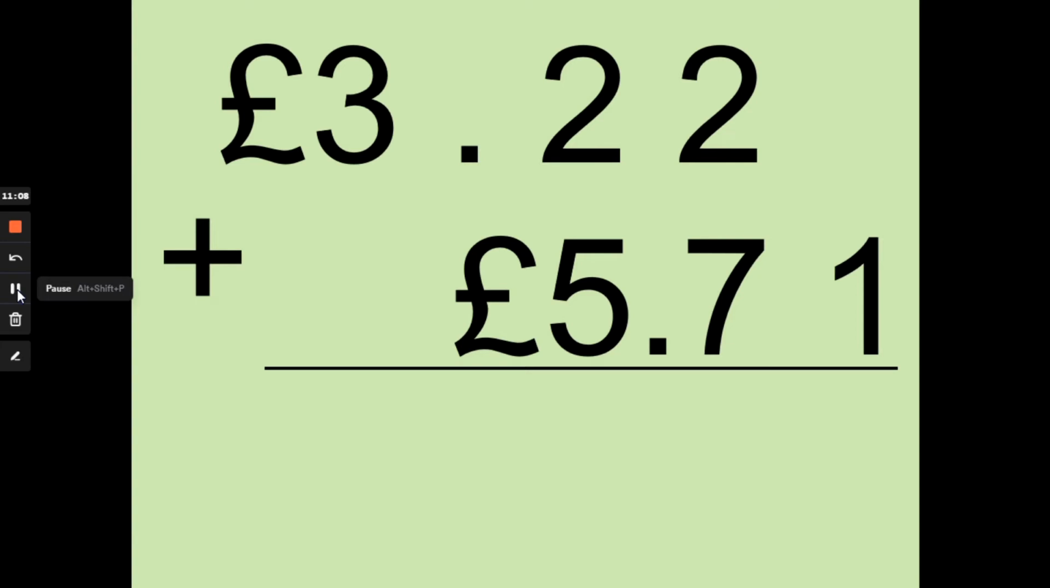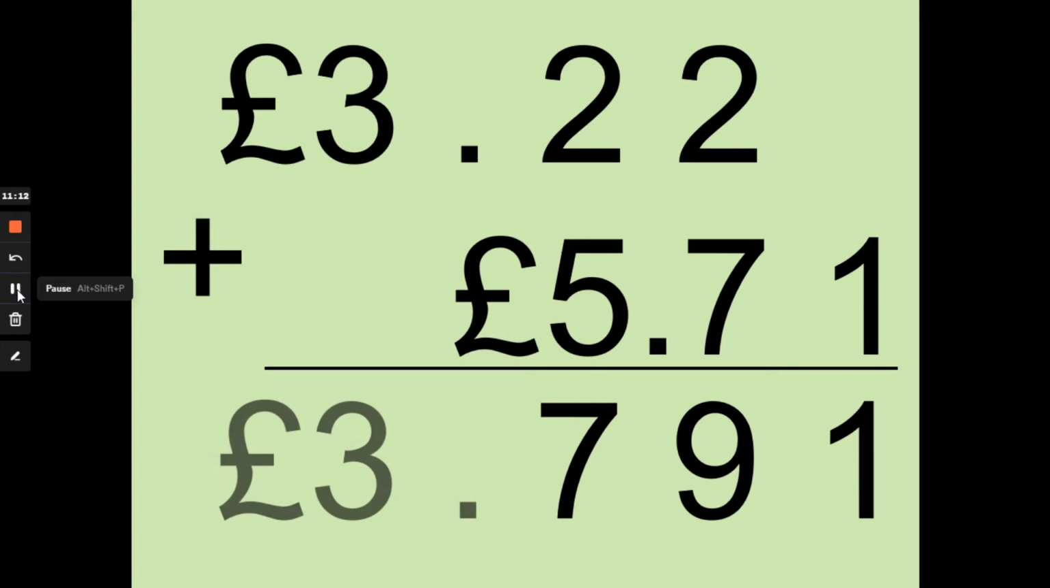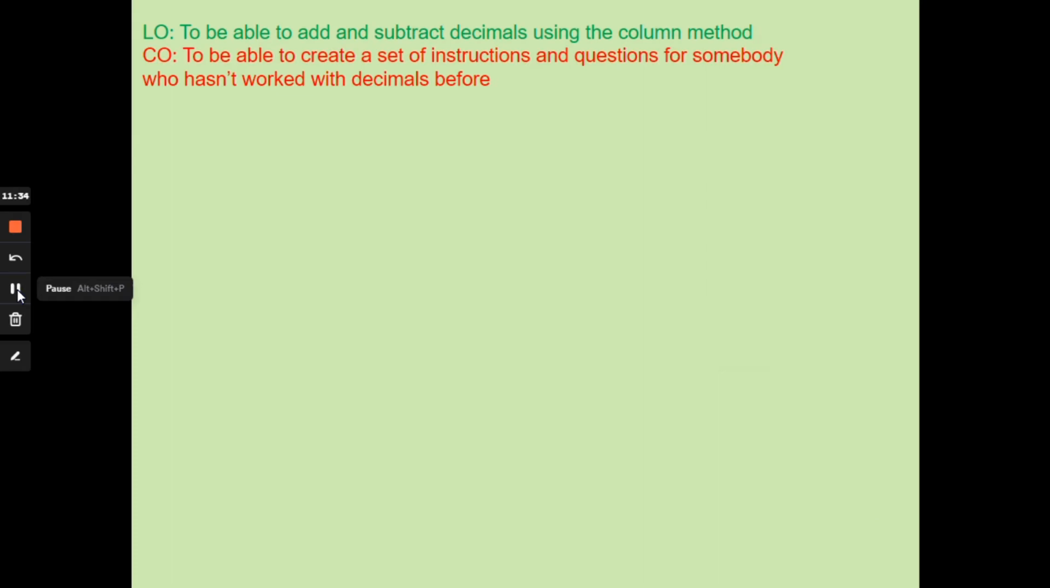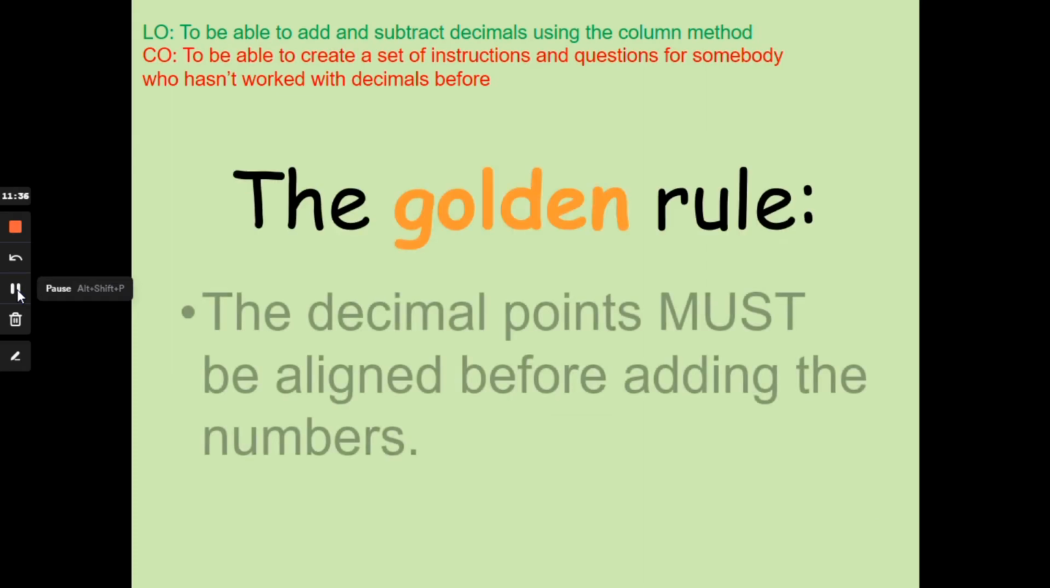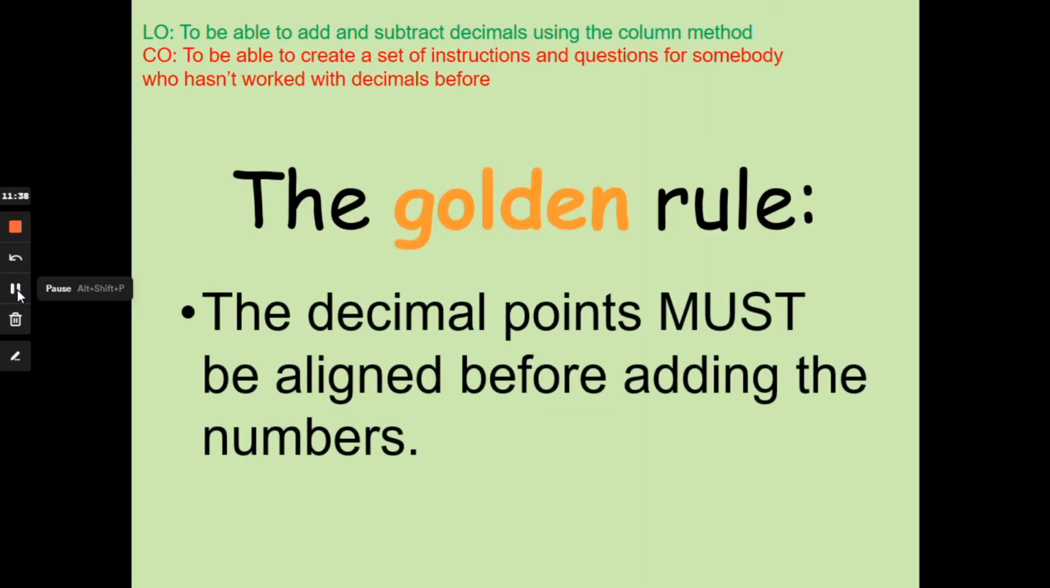Okay, there were a few things wrong with that question. If I was to work that question out, I would have got £3.791. So that's not even possible. So where did it go wrong? If we have a look at the decimal places, they need to be put in line with each other. So that means they all need to be in line. So that's where that one went wrong. So the decimal places must be aligned before adding or subtracting the numbers.